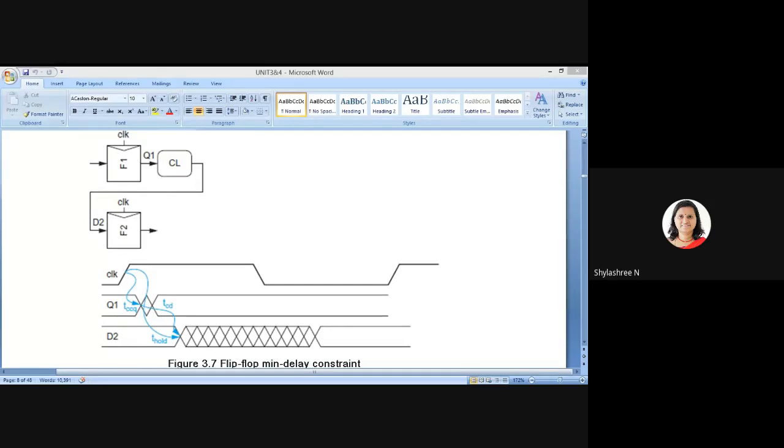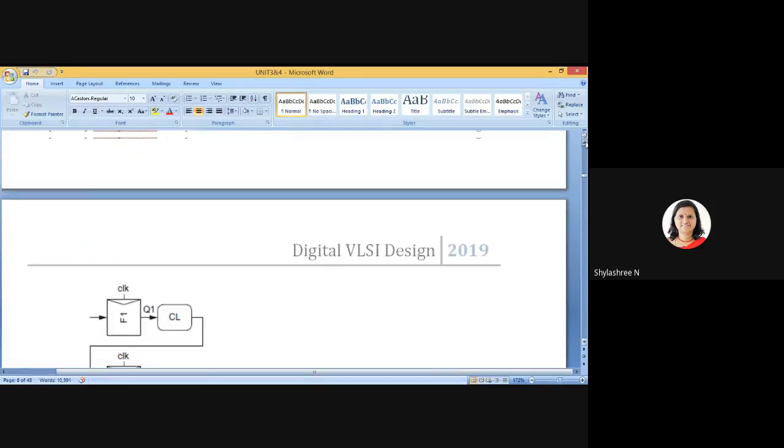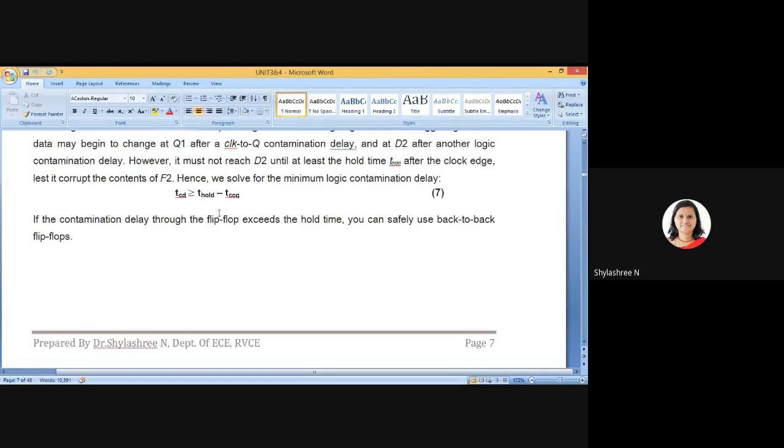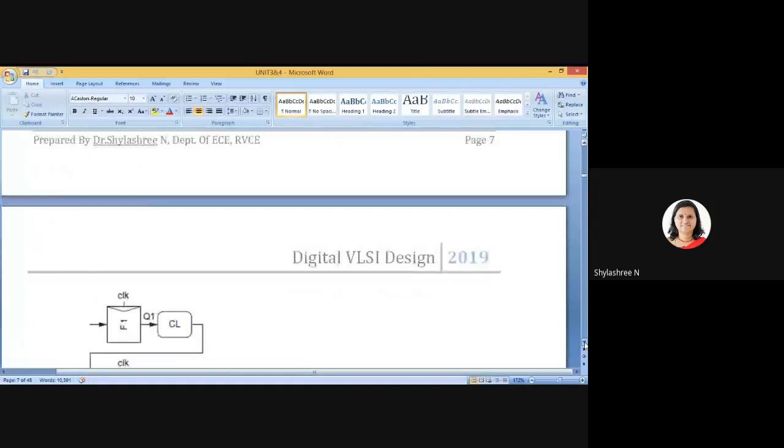Yeah. Somebody wrote, Saurabh has written. So Saurabh, it is TCD should not be less than, it should be greater than or equal to T hold minus TCCQ. So you can see here, the equation is: contamination delay TCD should be greater than or equal to T hold minus TCCQ, the clock to Q contamination delay. Are you getting it? Your logic contamination delay should be greater than or equal to the hold time minus clock to Q contamination delay. If you see the timing diagram, you will get the idea.